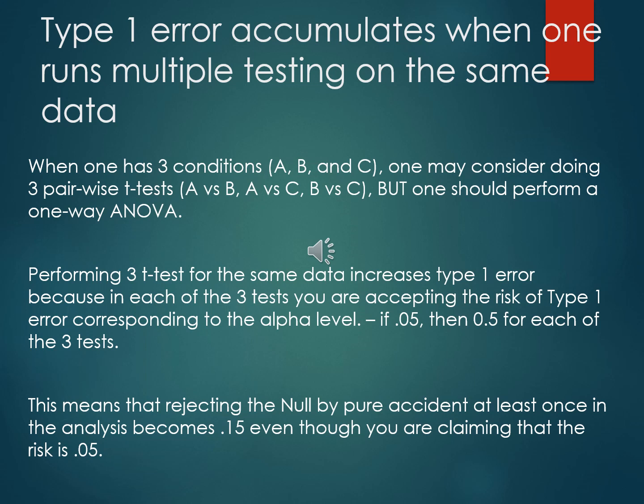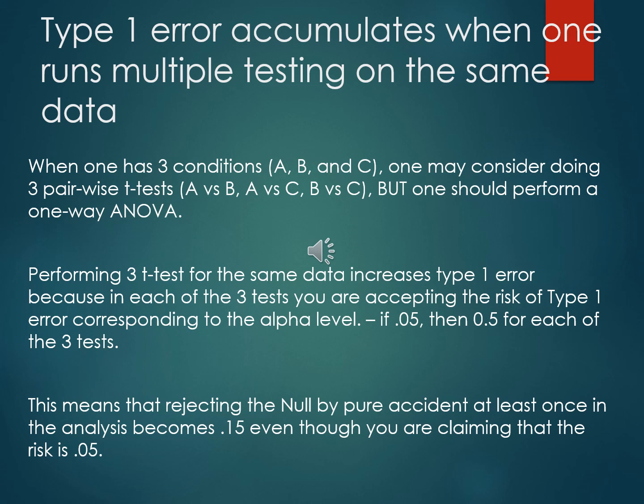Okay, changing the topic now. Sometimes you have three different kinds of groups or conditions, and then you have a choice of doing either three pairwise t-tests or doing just one-way ANOVA. And I hope you remember that the better choice is to conduct just one-way ANOVA. Why is conducting three pairwise comparisons not a good idea? This thinking involves the accumulation of type 1 error.